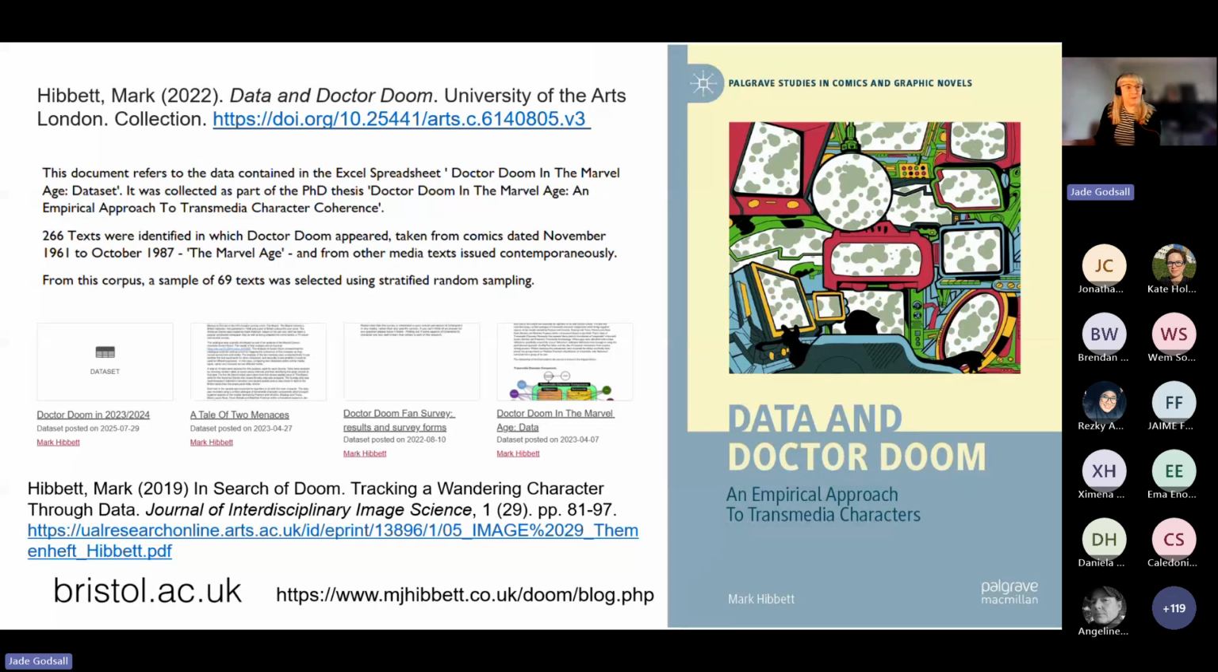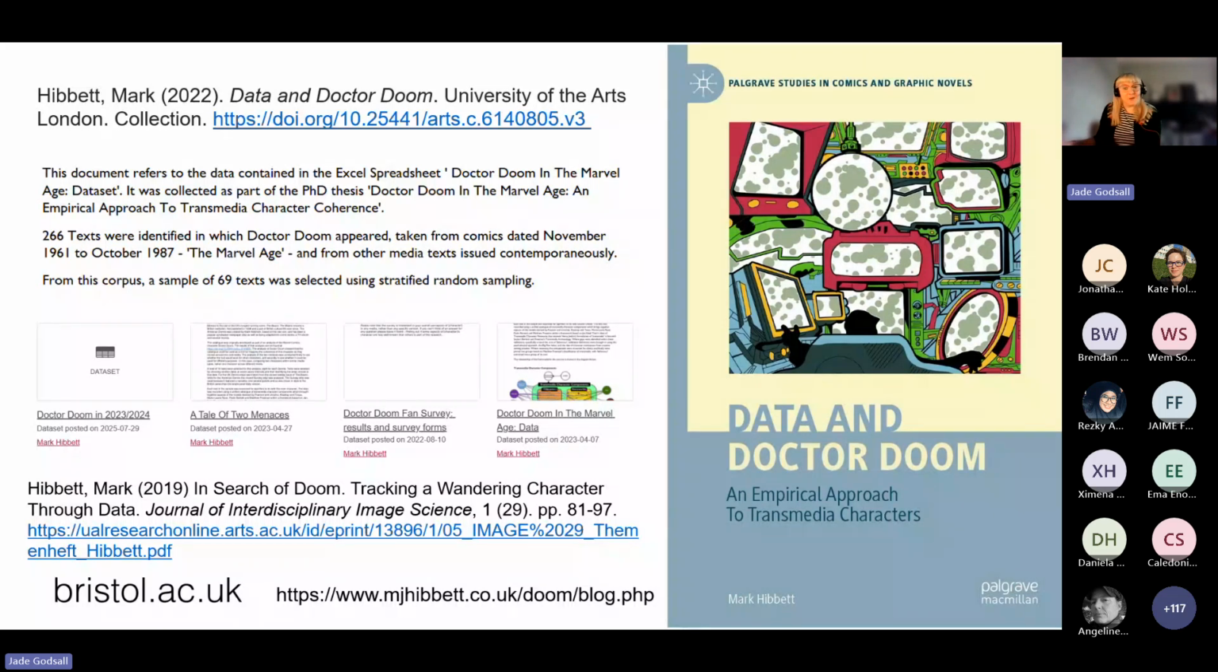This one is from Mark Hibbett. It's Data and Dr. Doom from the University of Arts London. This was based on his PhD thesis, Dr. Doom in the Marvel Age. This data set includes a spreadsheet analysis of Dr. Doom's appearances, titles, dialogues, etc. in 266 texts. It's got an explanatory file about data collection and description, a comparison data set on Dennis the Menace, and results for a fan survey as well, including a blank version of the questionnaire.